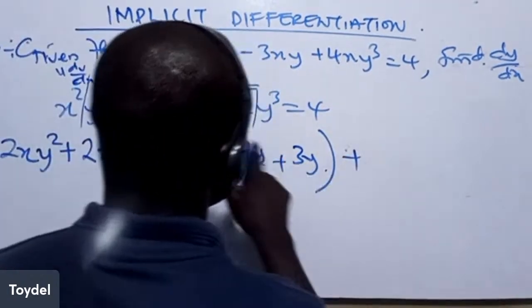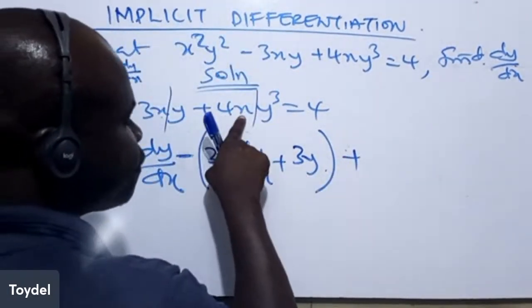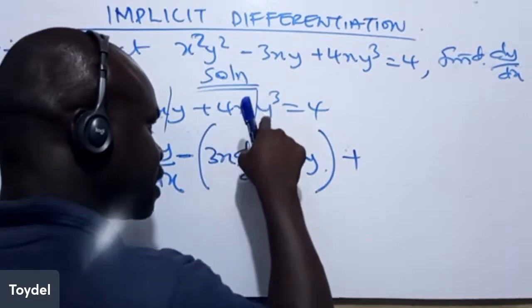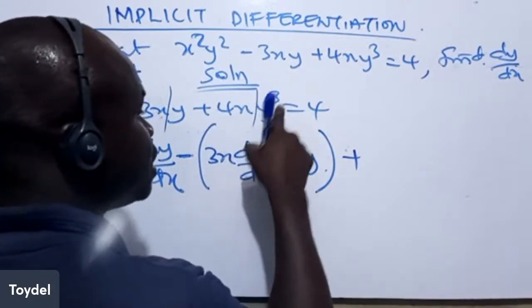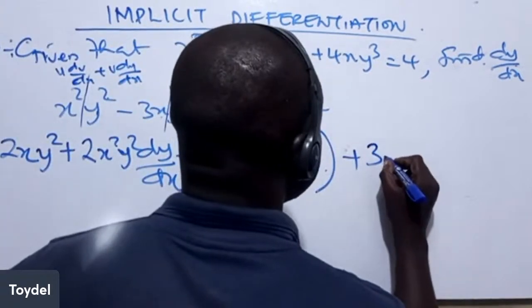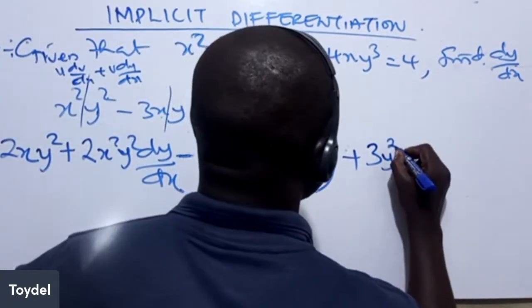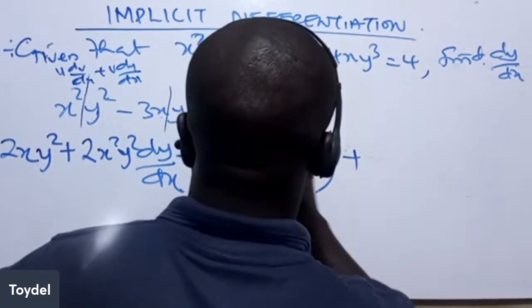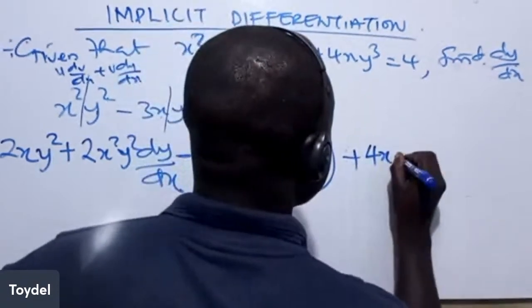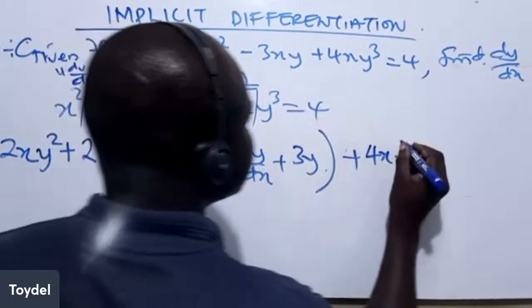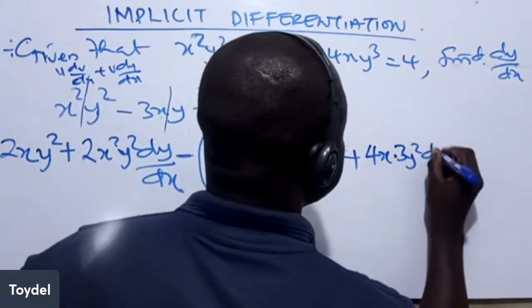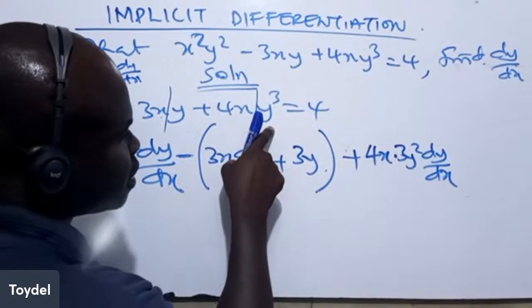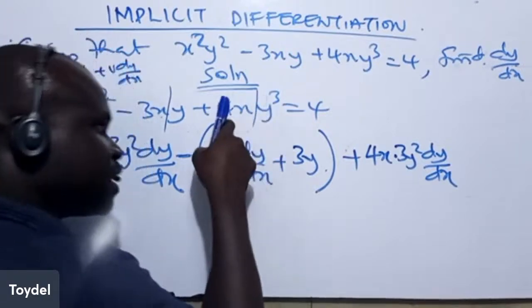Then plus, I'll come to this place. If I pick 4x, I'm going to differentiate this. If I pick 4x, I'll differentiate 3y cubed. y cubed will be 3y squared dy/dx. So I'm going to have 3y squared multiplied by, no, let me write it this way. When I pick this, I pick 4x, I will differentiate y cubed, that will be multiplied by 3y squared dy/dx. So I pick this, I differentiate this. If I now pick this, I will differentiate this.